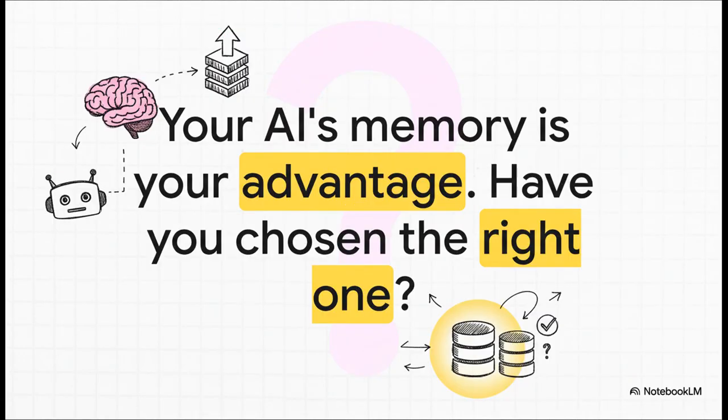So let's wrap this up. I just want to leave you with this one thought. The memory you give your AI, that ability for it to be accurate, to be relevant, to actually be helpful, that is your new competitive advantage. It's everything. And the database you choose to power that memory, well, that might be one of the most important decisions you make. So the question is, are you going to choose the right one?